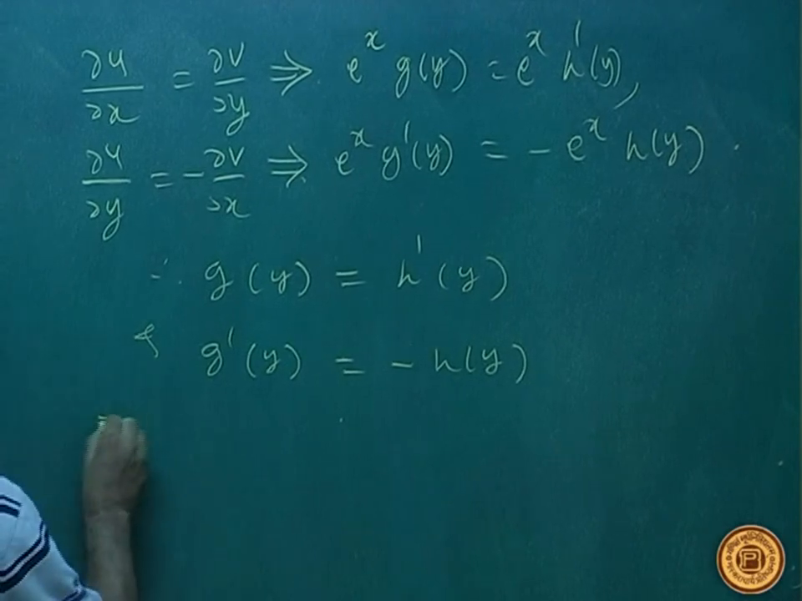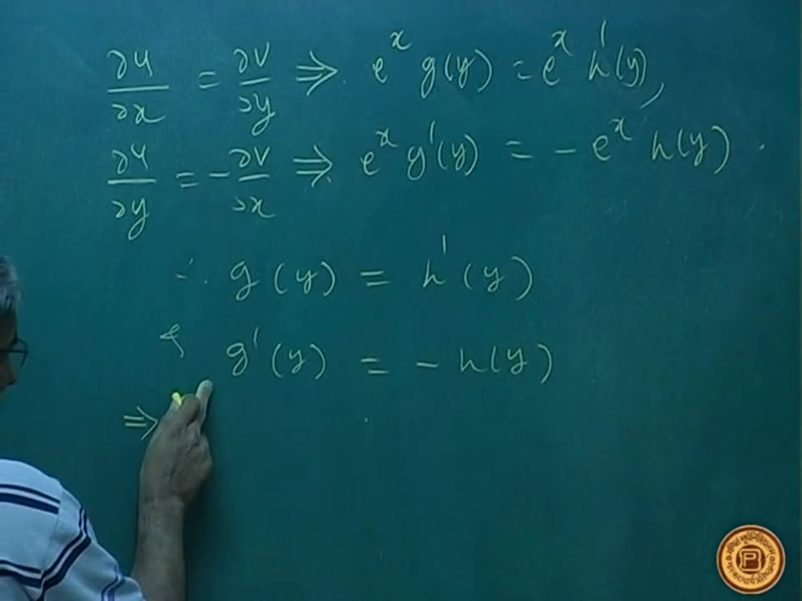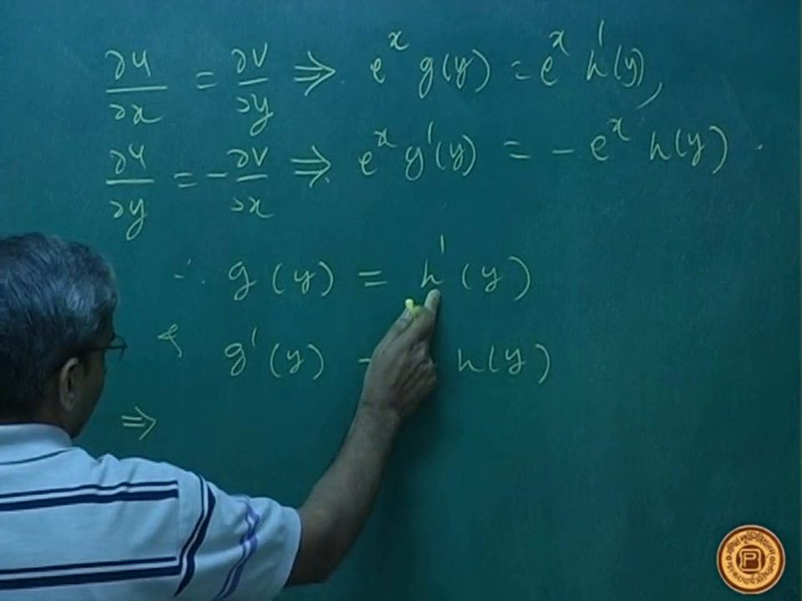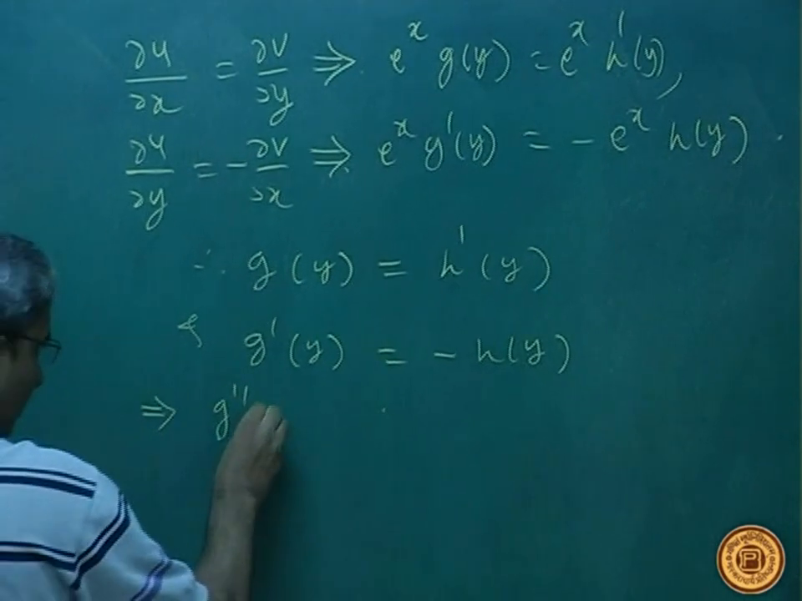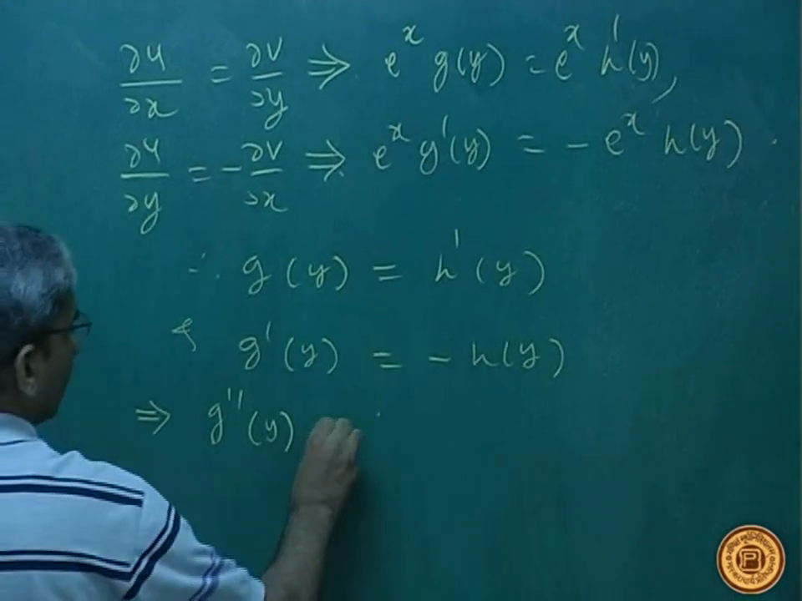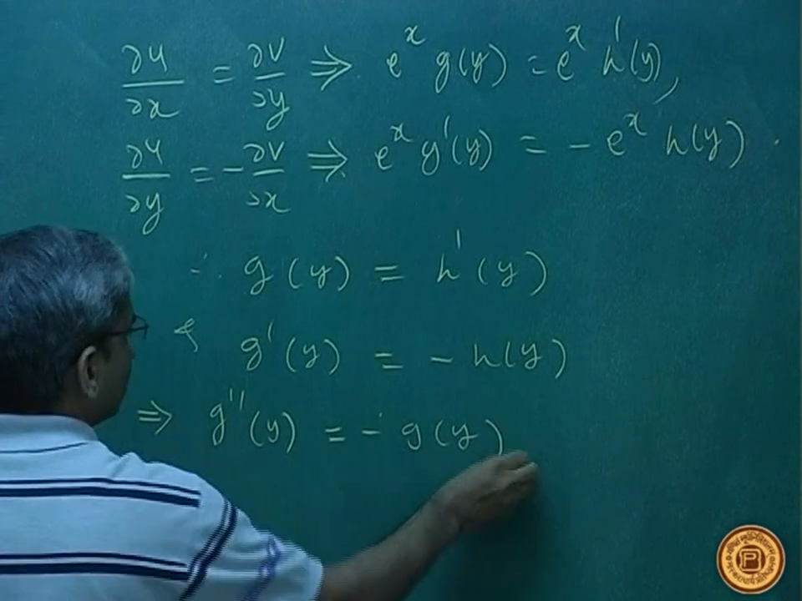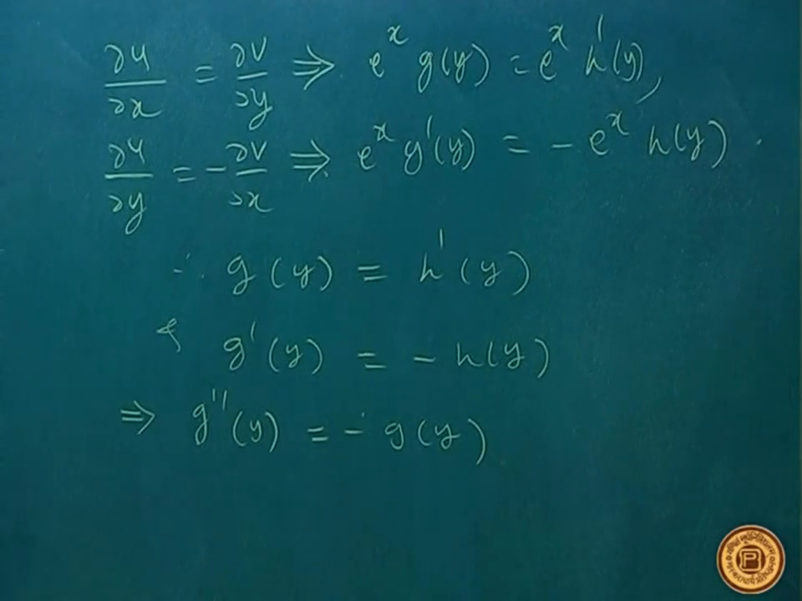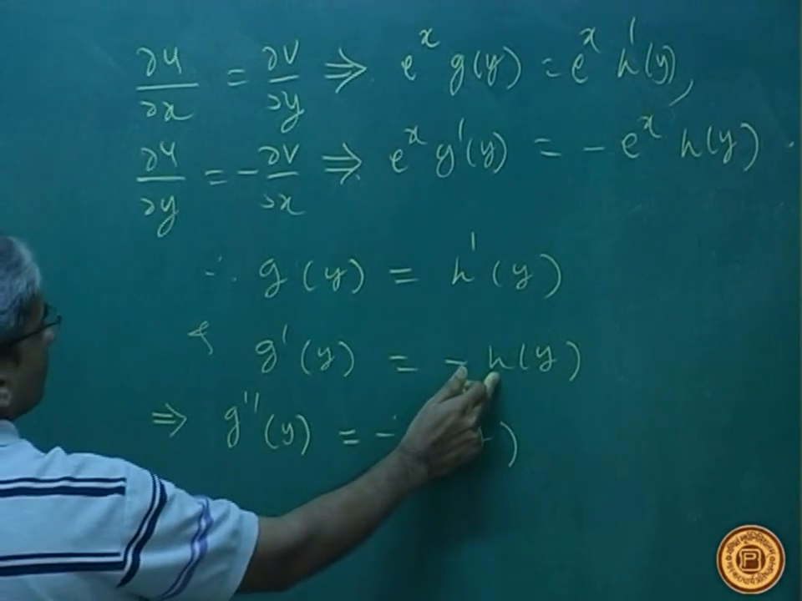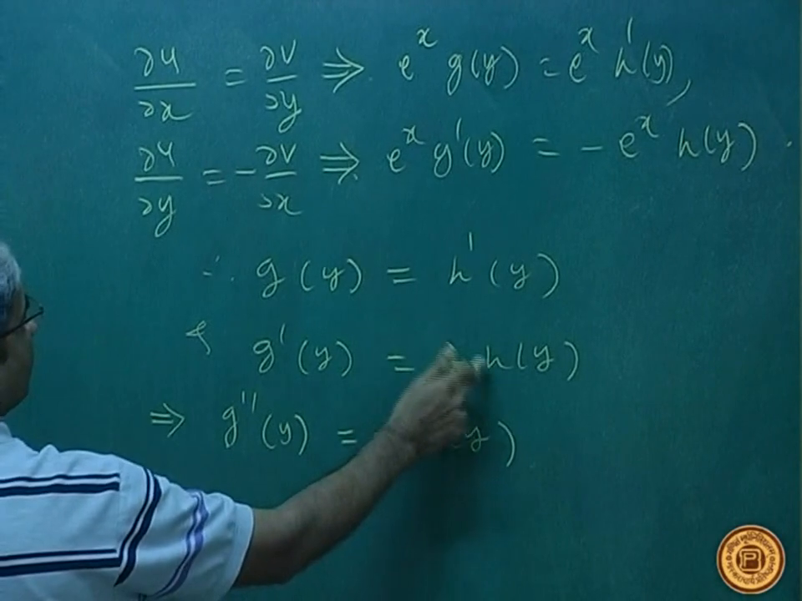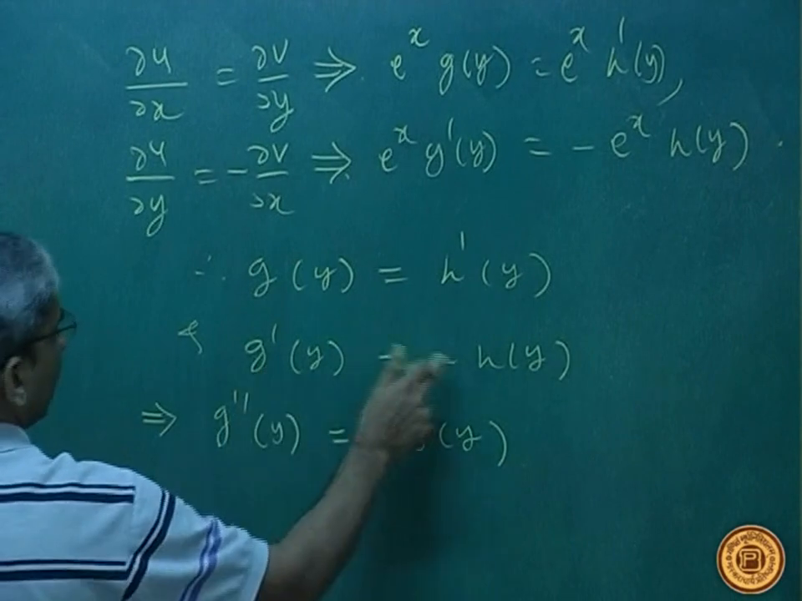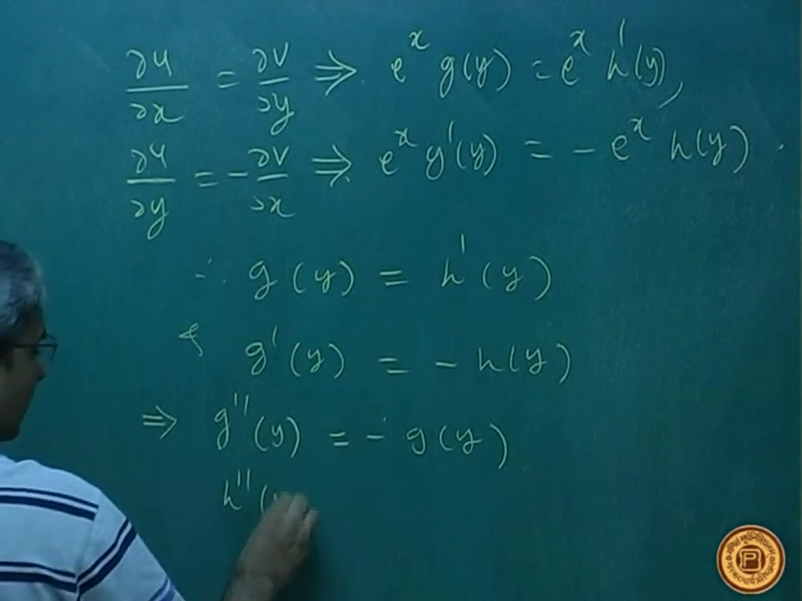So this gives these two equations. If I again differentiate this, this is differentiable, and h dash is already there. So g double dash y is minus h dash, but minus h dash is minus gy. So g double dash equals minus gy. And similarly, h double dash is g dash, but g dash is minus hy. So h double dash also satisfies this.